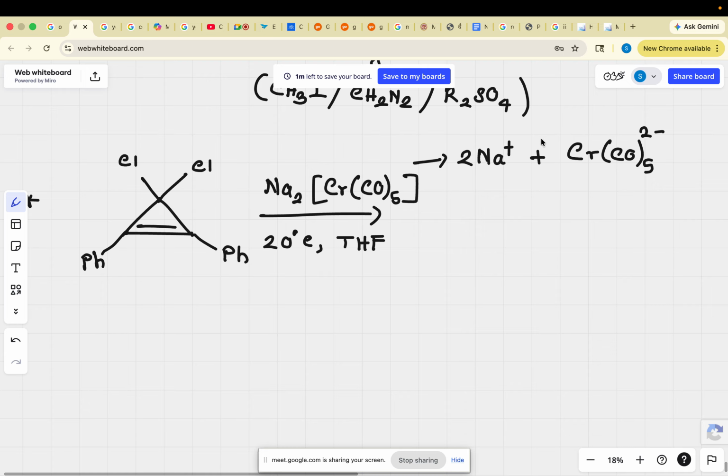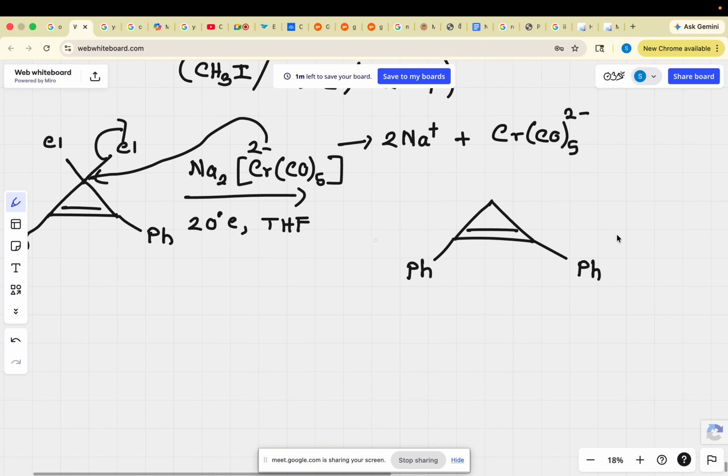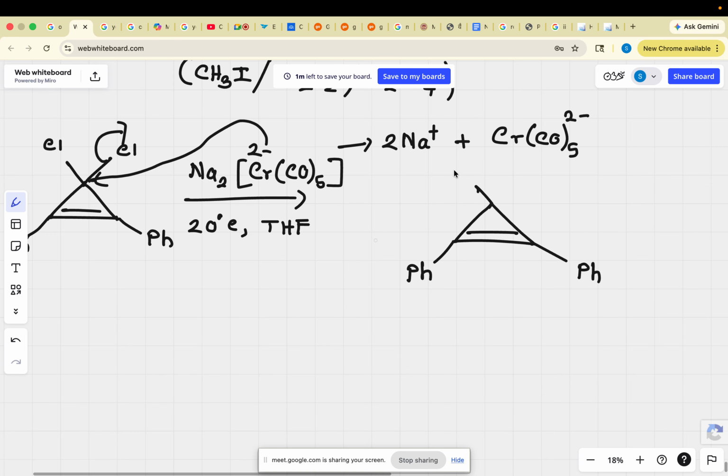Out of this 2 minus, one negative charge will attack here and chlorine will leave, right? Suppose here you have two negative charges, so one negative charge will attack here and chlorine will leave. That you have to show first. So if you show it, what am I getting? So this side you are getting chlorine, and here you are getting chromium Cr(CO)5. So one negative charge reacts here but the other negative charge remains here.